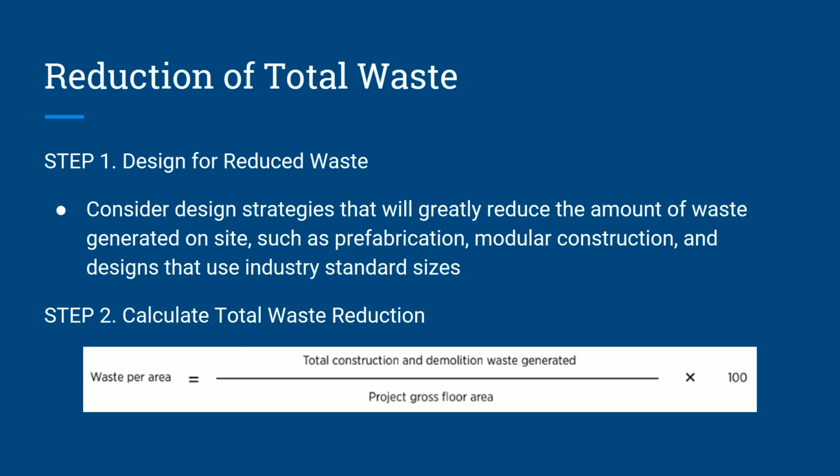Project teams should consider design strategies that will greatly reduce the amount of waste that is generated on site. Strategies such as fabrication, modular construction, and designs that use industry standard sizes greatly reduce the amount of waste that needs to be managed and diverted from landfills and incinerators. To calculate the total waste reduction, the waste per area is equal to the total construction and demolition waste generated divided by the project gross floor area times 100.